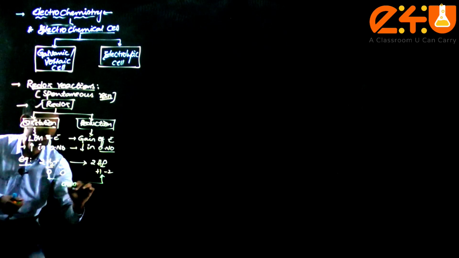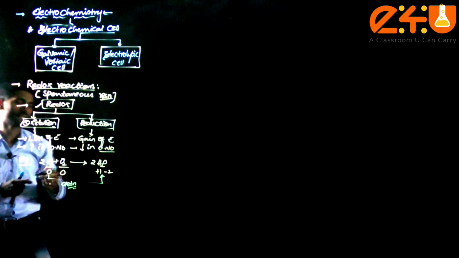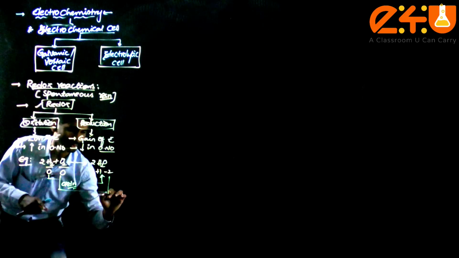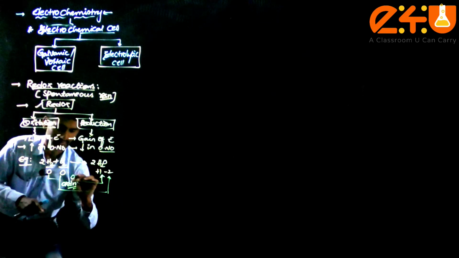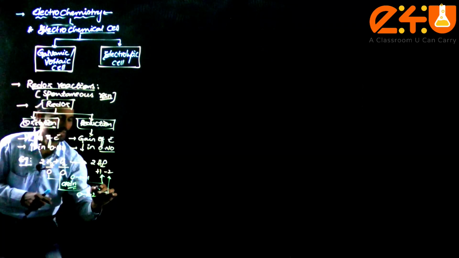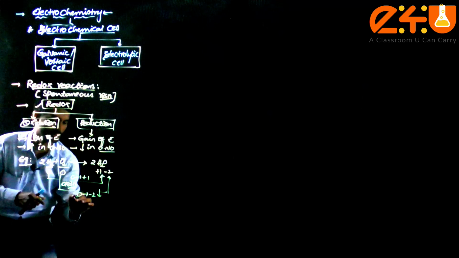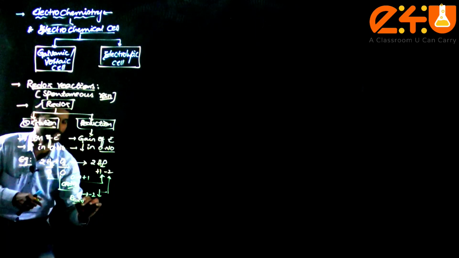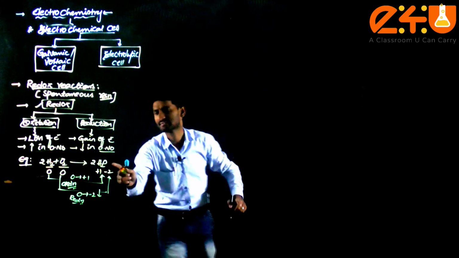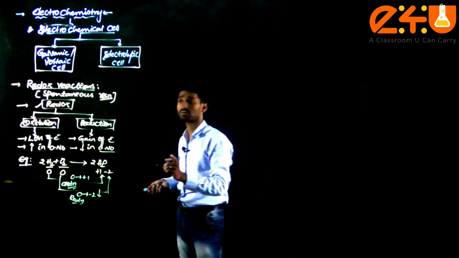An increase in oxidation number is called oxidation. Next, if you compare oxygen going from 0 to -2, and here from 0 to +1. Dear students, 0 to -2, 0 to -2 means reduction: a decrease in oxidation number is called reduction. When both oxidation and reduction take place simultaneously in the same reaction, it is known as a redox reaction.